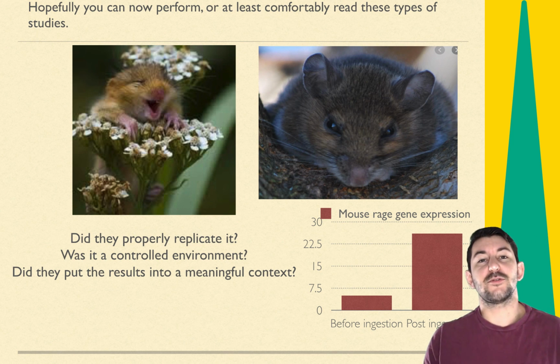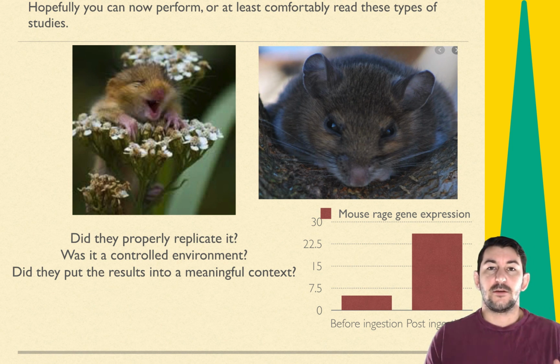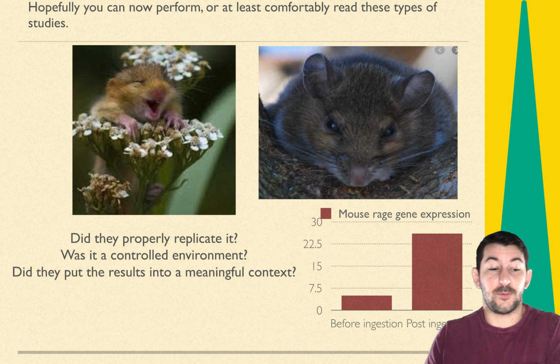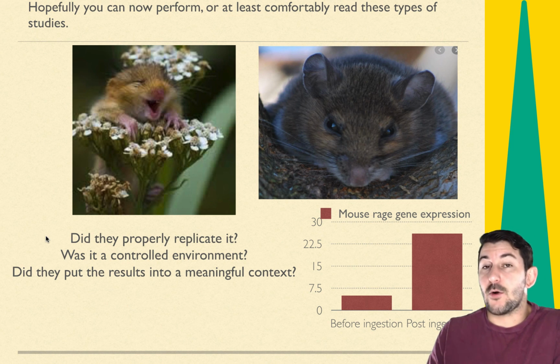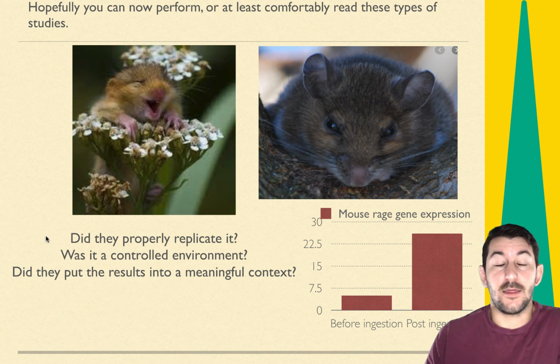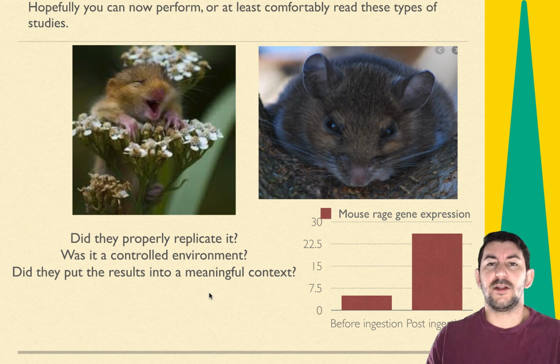So if that was a bridge too far for you and you're not planning on using RNA-seq in the future, hopefully you can at least read papers that use RNA-seq, because it's one of the most popular methods these days from a molecular perspective. And ask yourself, did they properly replicate it? Was it a controlled environment? Were they able to actually make quantitative comparisons, or were they qualitative? Did they make quantitative comparisons without having the minimum number of reps and doing it properly? And how did they put those results into meaningful contexts? And so hopefully this will give you a little bit of usable information to go out and read those papers, because there are a ton of them that use these methods all the time.